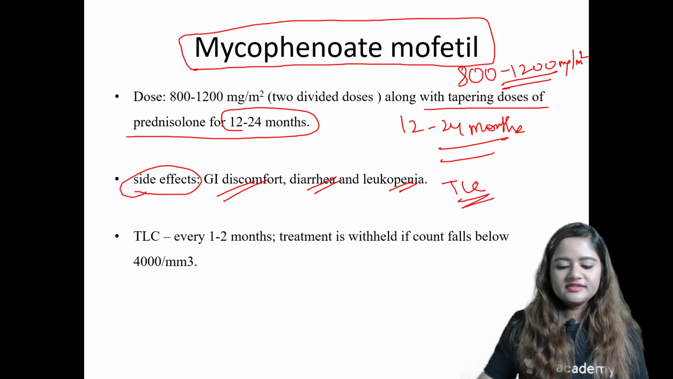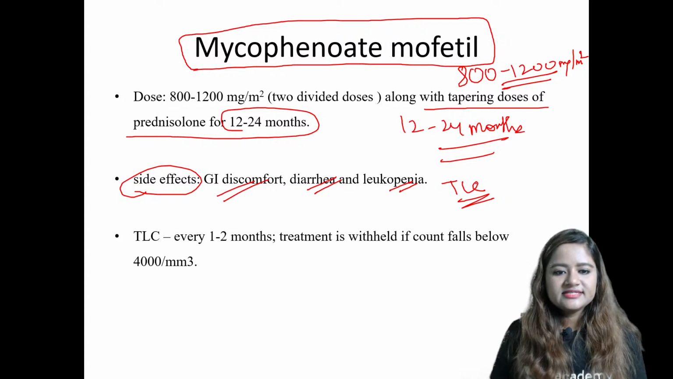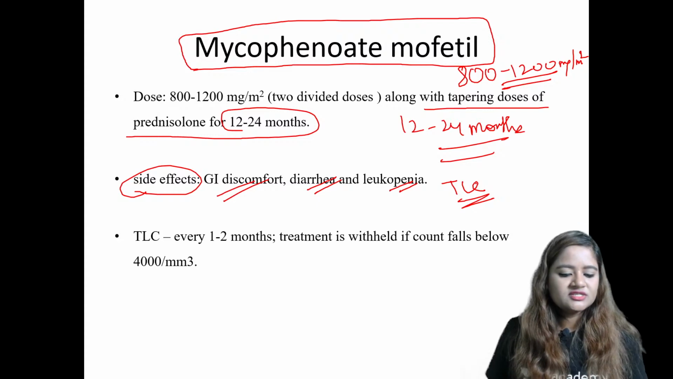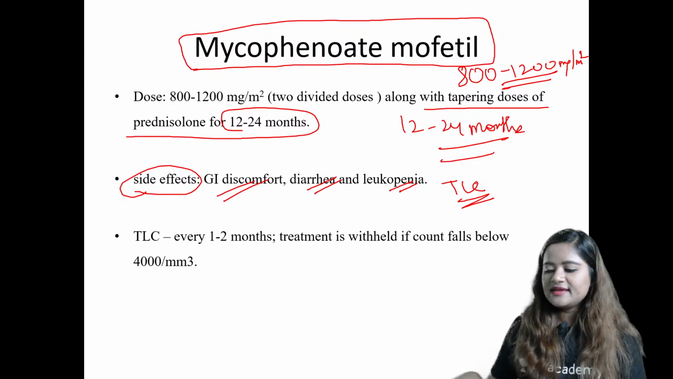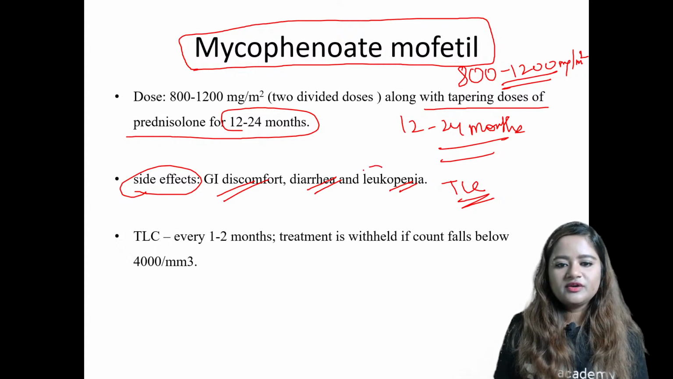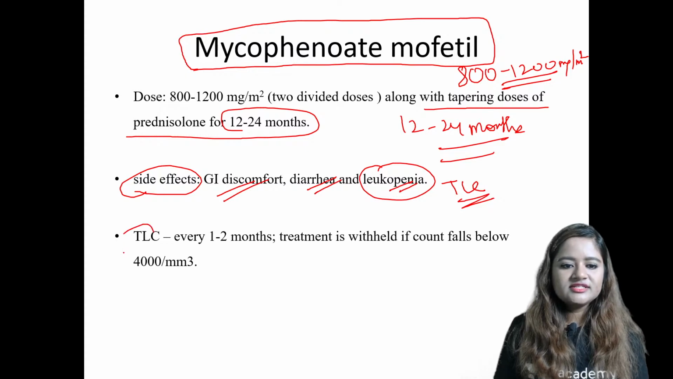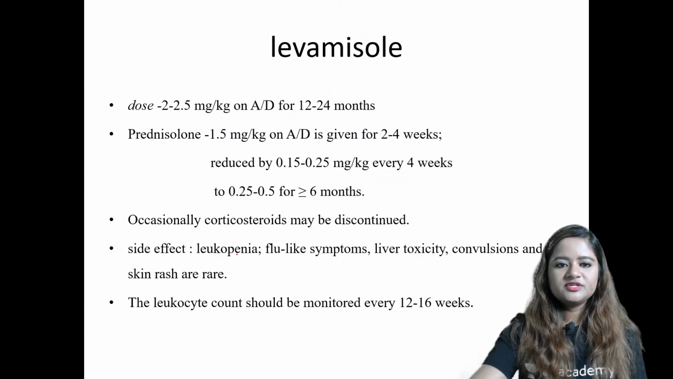So you have to keep monitoring the CBC every 1 month at least till you give these therapies to the patient, especially with cyclophosphamide and MMF. It is very important to look for leukopenia. Okay, GI discomfort and diarrhea occurs, so TLC monitoring is very important with these patients.